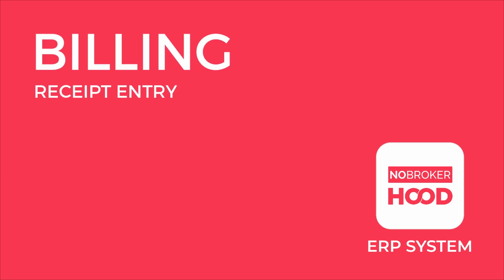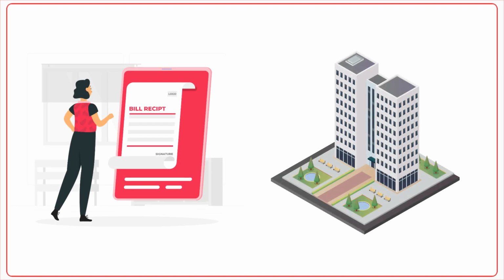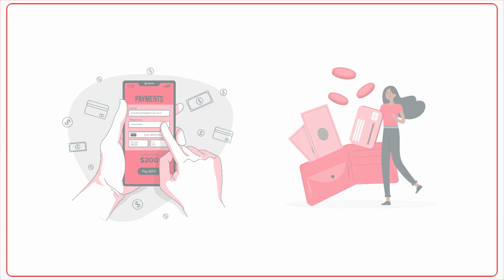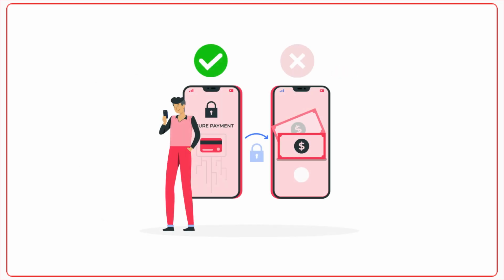Hello all. In this video, we are going to understand how receipt entry works in the Nobroker ERP system. Whenever a bill is generated and posted to society, residents can make online as well as offline payments. In both cases, the society admin can approve or deny the payment.